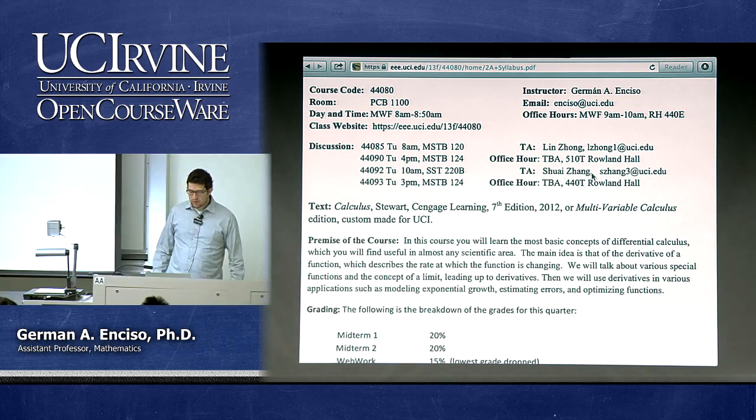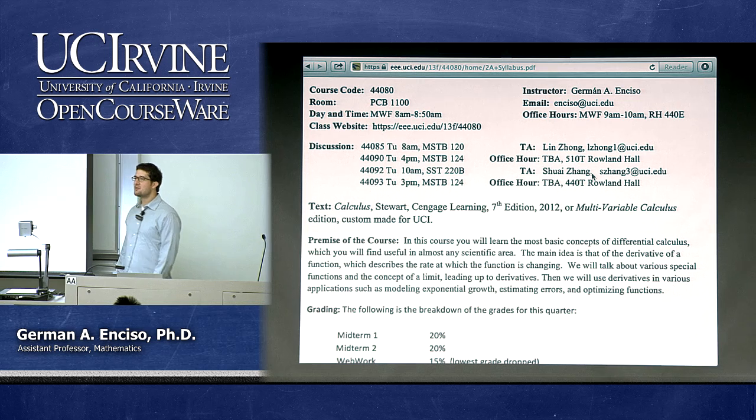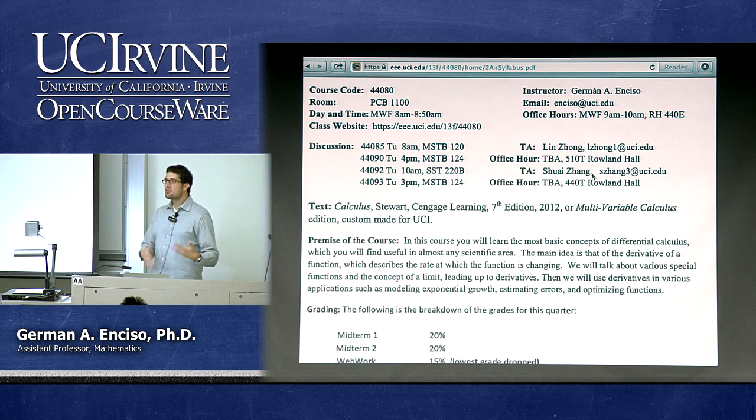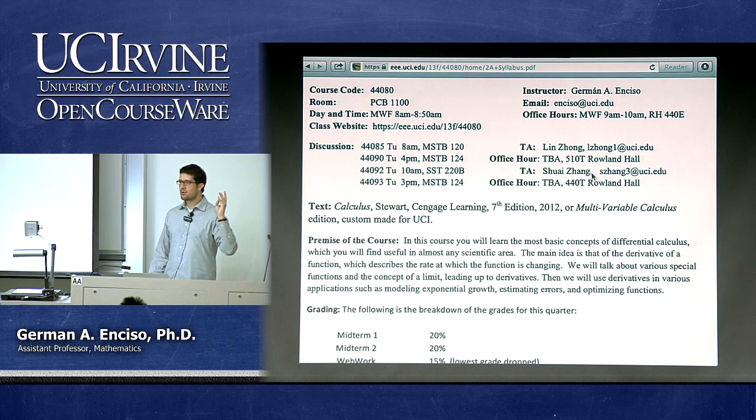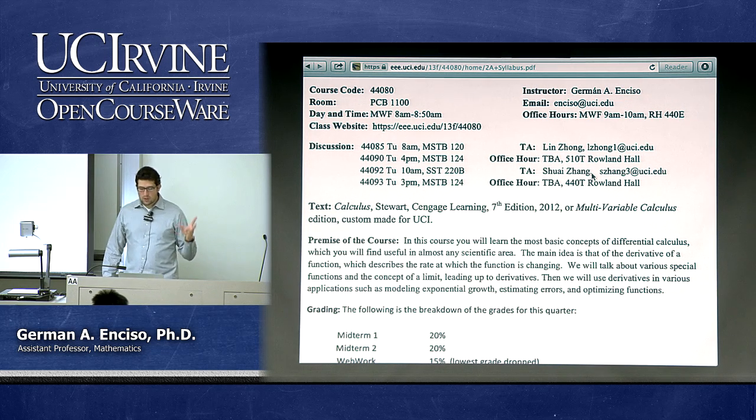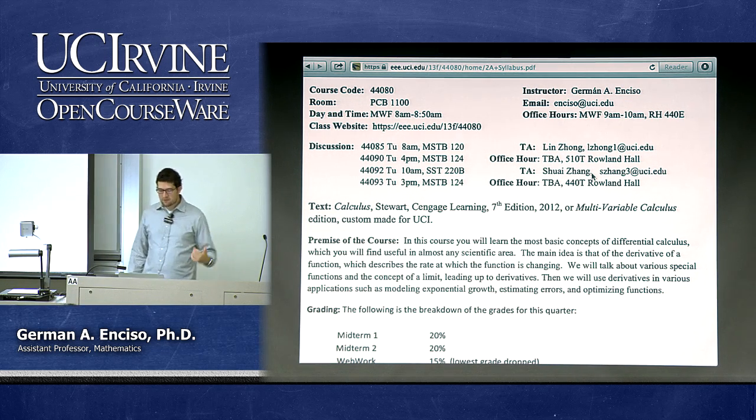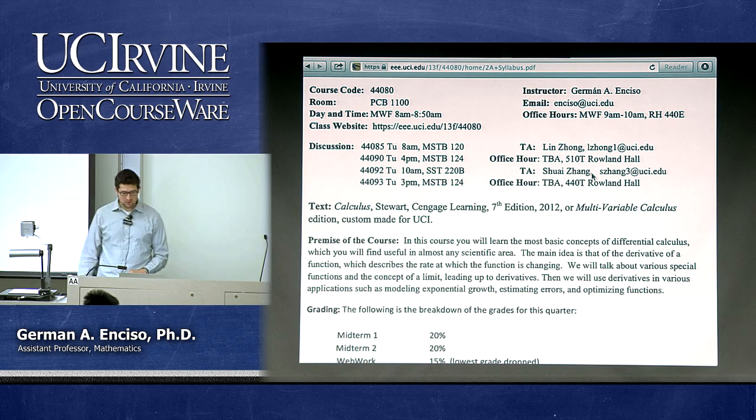Now, around the course, first we have to explain a few things to understand what we need to know for understanding the concept, and then we're going to use the concept. We're going to apply. Okay? So, we first will talk about various special functions such as sine, cosine, exponential functions, and the concept of a limit, which somebody already brought up. And then we're going to lead up to derivatives. Then we will use derivatives in various applications, okay?